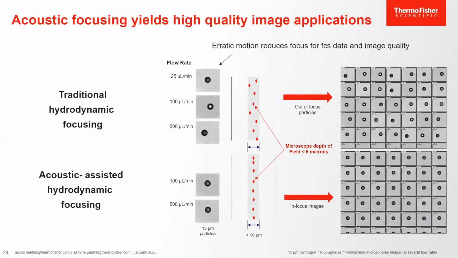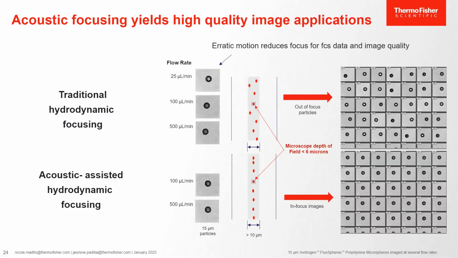One of the hurdles to surpass in imaging flow cytometry is positioning the particles in the flow stream consistently from event to event, especially as you increase the flow rate. This is critical as even a small position difference can cause the cells to fall in and out of focus, as you see here.